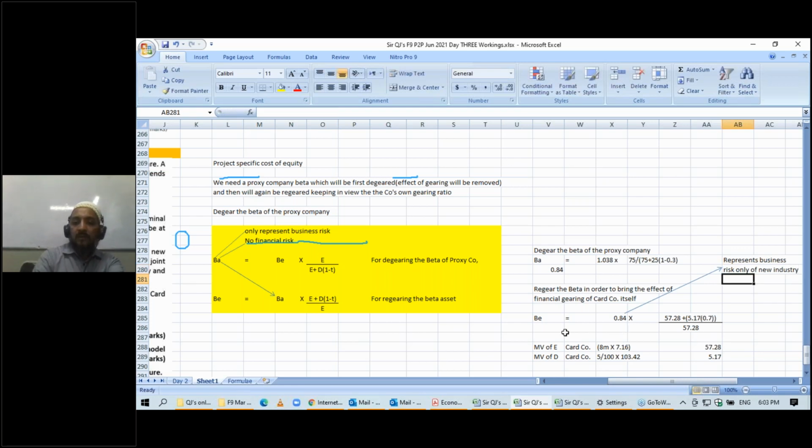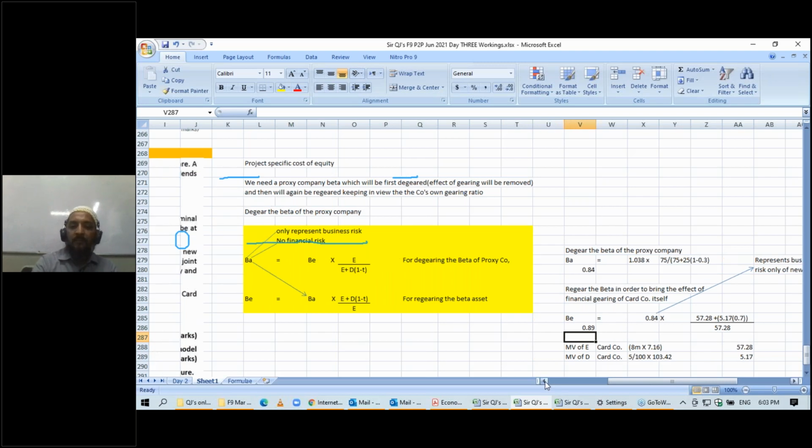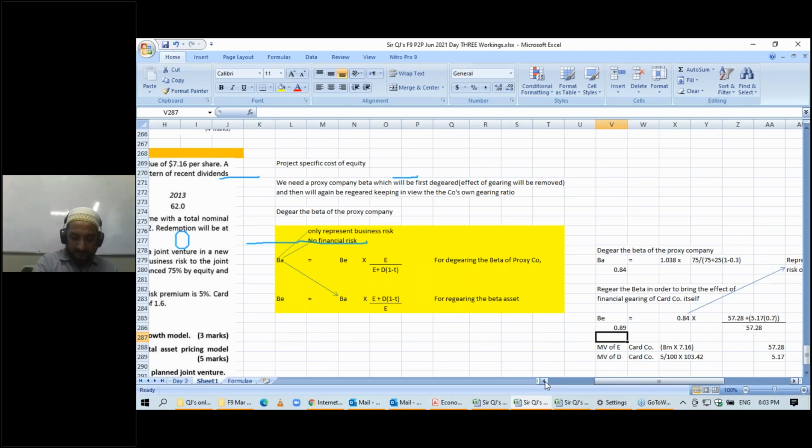So this gives you a beta equity of 0.89. See, the beta of the proxy company was higher as its financial risk was higher. This company, the card company, is not that much geared. That's why they are getting a lesser beta equity.